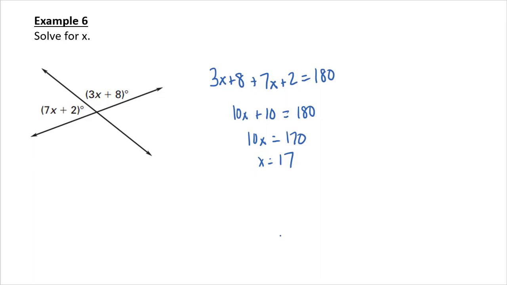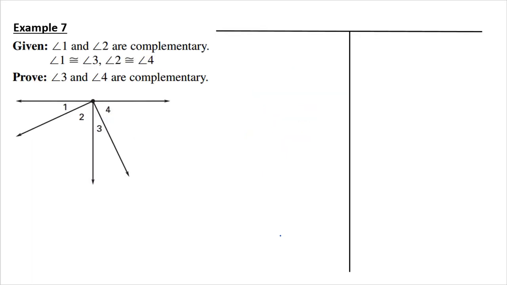Okay, let's do one more proof. We'll skip the last example. Okay, so 1 and 2 are complementary. 1 is congruent to 3. So notice how I mark that up in my diagram right away. Angle 2 is congruent to 4. So then from here, I need to prove that 3 and 4 are complementary.